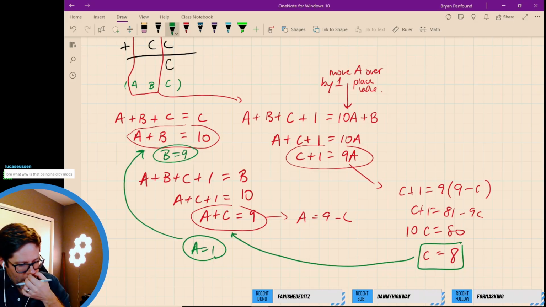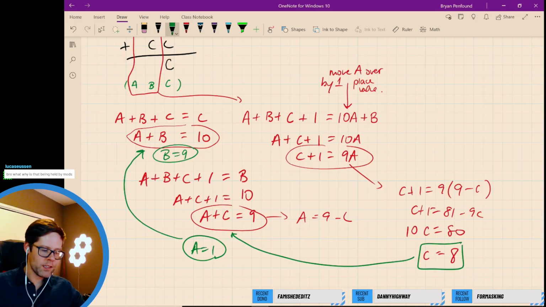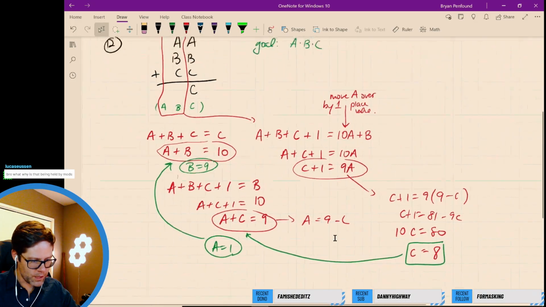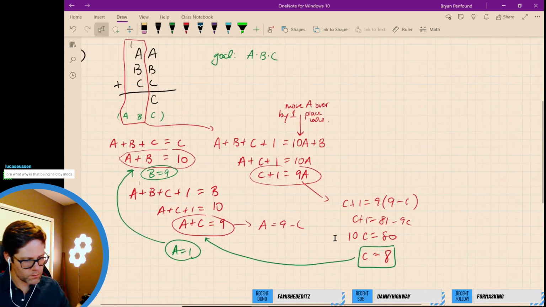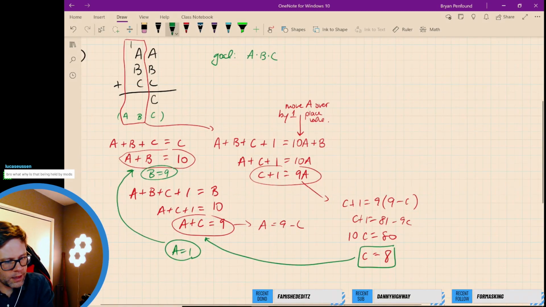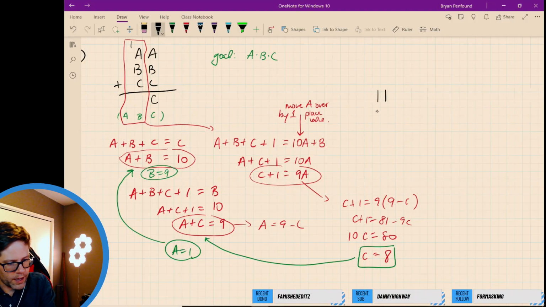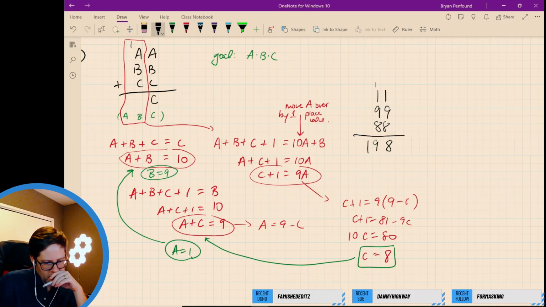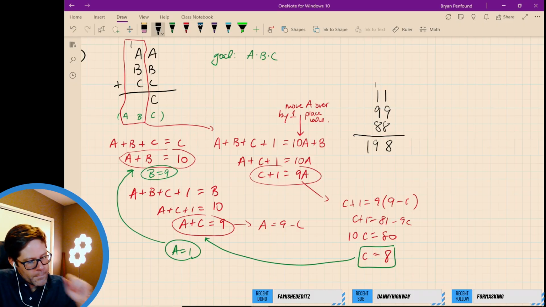So I'm thinking maybe A is 1, B is 9, and C is 8. Let's see if that works. If I do 11 plus 99 plus 88, what do we get? We get 198. Did it work? I think it's okay.